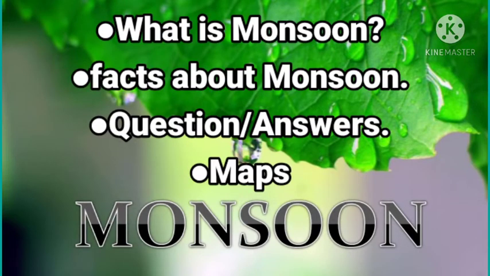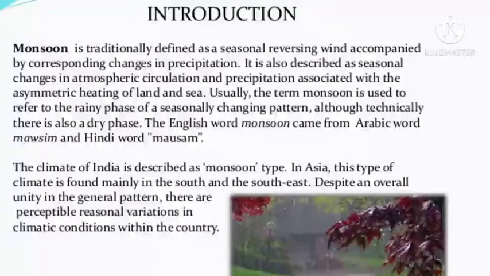We will also study the factors determining the climate of India, and we will also see the direction of wind in India in winter. Here we will study many important topics from this chapter, and also we will discuss some question answers which are very important, and we will also discuss the map of the climatic zones in India. So let's start. First of all, we will discuss what is monsoon.